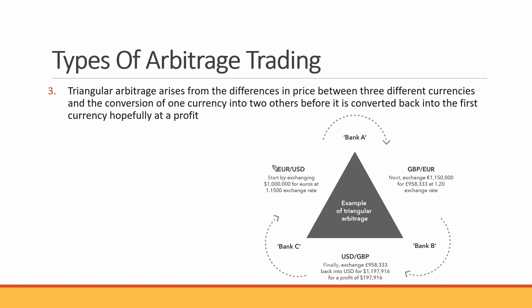For example, if we take the example of Euro and USD here, first we convert our dollars into euros, then we convert our euros into pounds at another bank, and after that we convert our pounds back into dollars at the third bank. So there are three banks or exchanges involved, and you can see we started out with $1 million and ended up with $1.197 million. So the difference of $197,000 is the profit. But this is just an example. These are not real-time stats. This is just to help you understand how triangular arbitrage works.